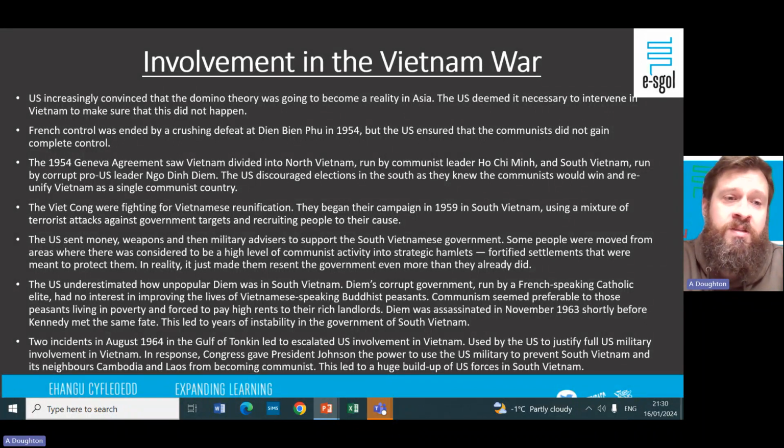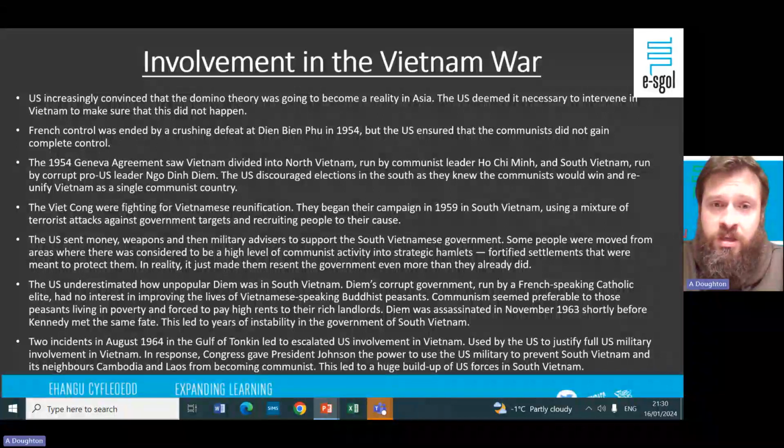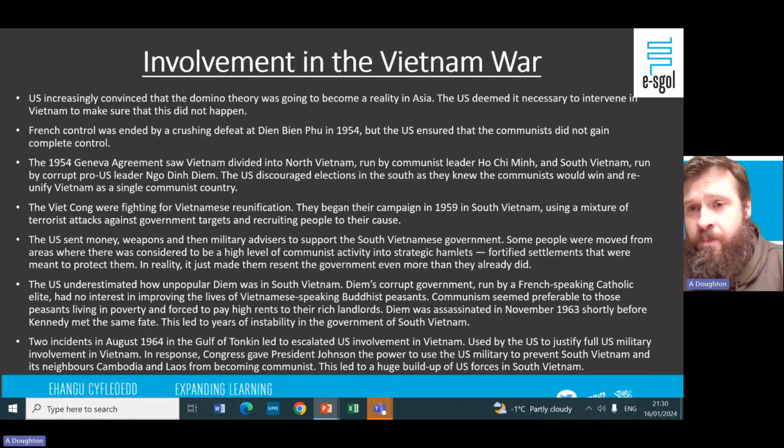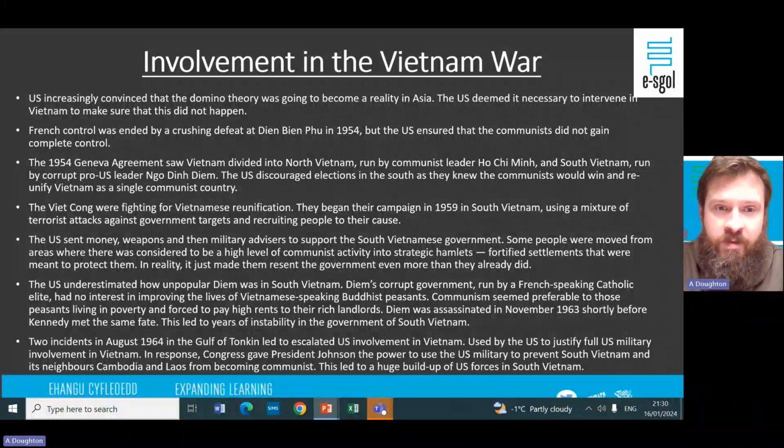So for a number of years, the US have been sending money, weapons, and advisors to support the South Vietnamese government. They also took people from their farms into strategic hamlets where they would be protected by American soldiers, which they didn't really want. Okay, this made them hate the government even more. Now, the US didn't realize how unpopular Diem was in the South. Okay, very corrupt government. It was not well run, and it looked like communism was better in the North than being led by Diem's government in the South.